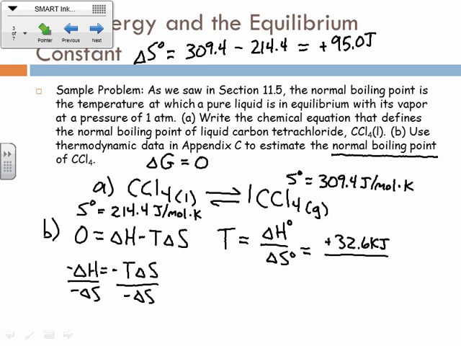95.0 joules per Kelvin. The moles went away when we multiplied by the 1 mole in the equation. I probably should be more careful with my units here. I'm just trying to get through this.